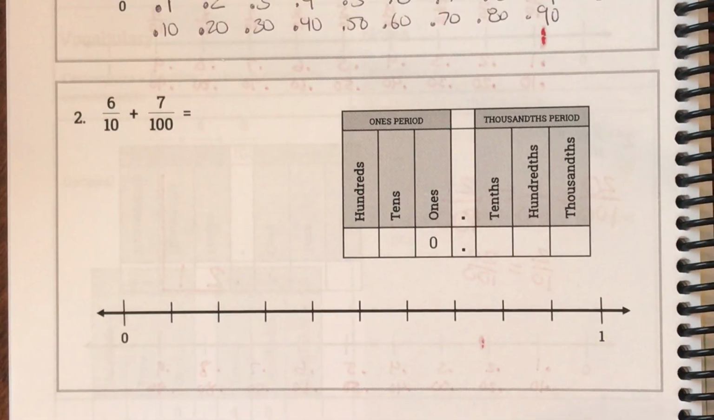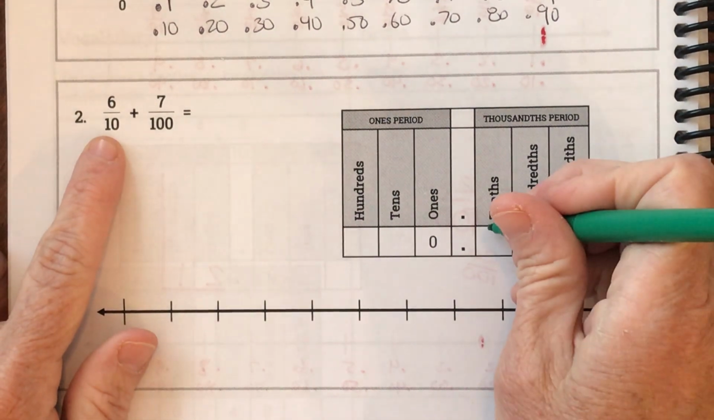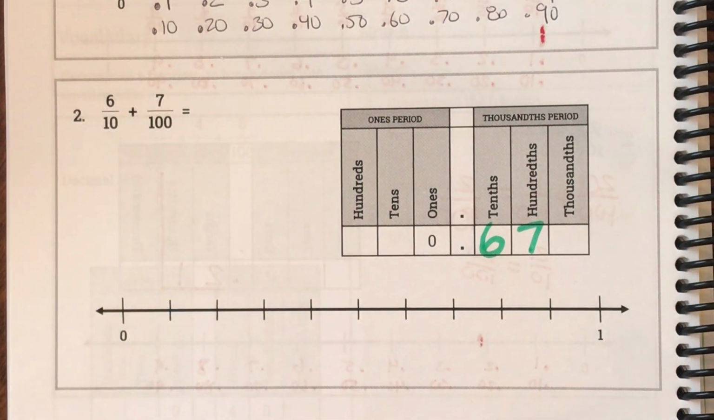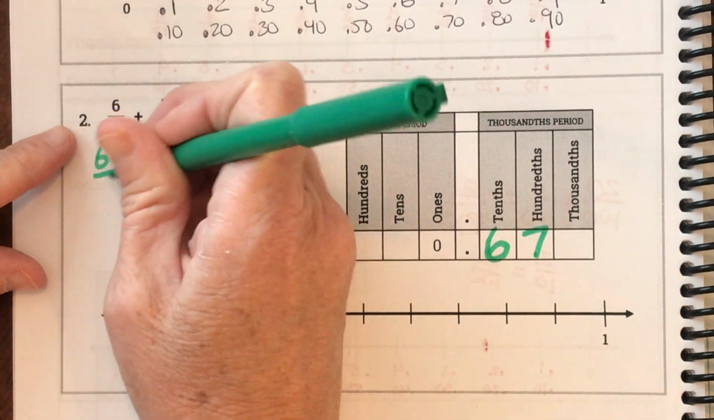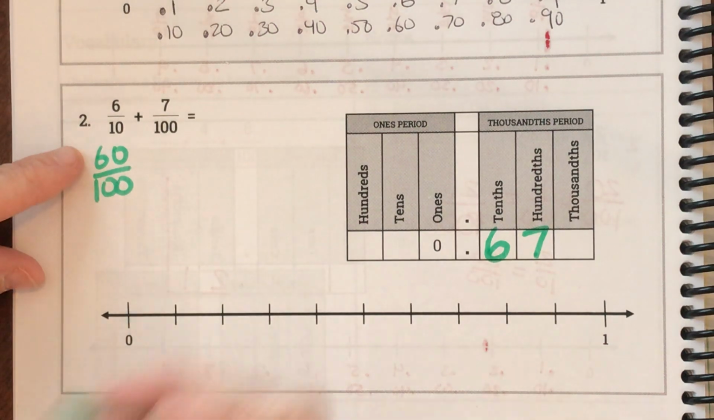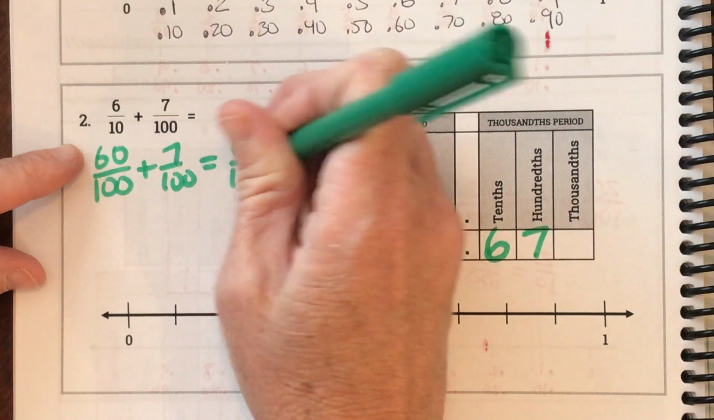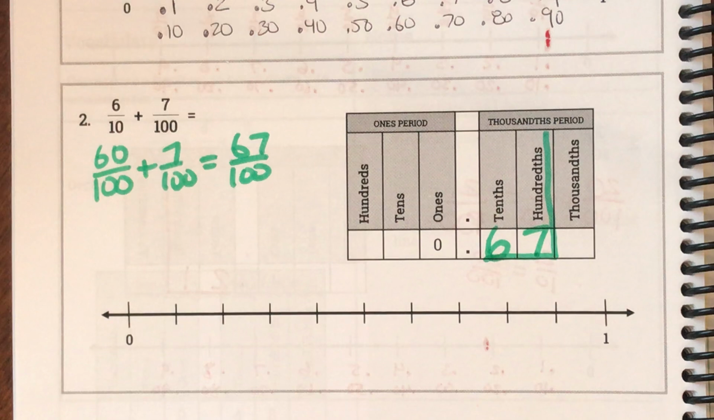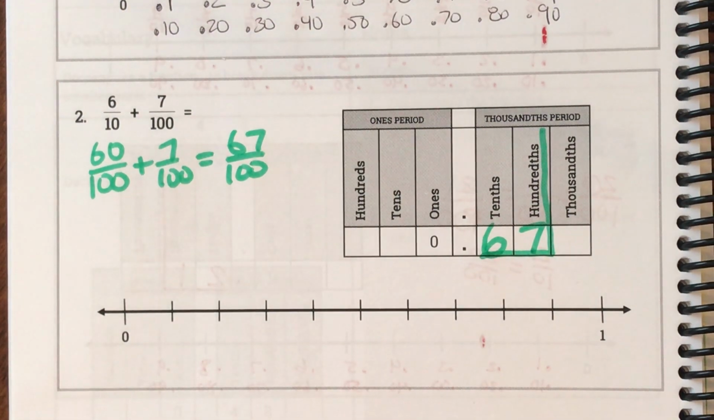Our next one, they've already decomposed it for us. They've already said 6 tenths and 7 hundredths. But let's put it back together. Let's say 6 tenths is the same as 60 hundredths plus 7 hundredths equals 67 hundredths. And what do we have here? 67 hundredths, the exact same. So here's the fraction form and the decimal form, and they're both equivalent.